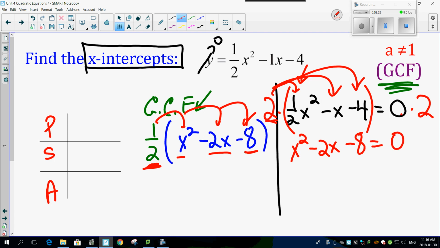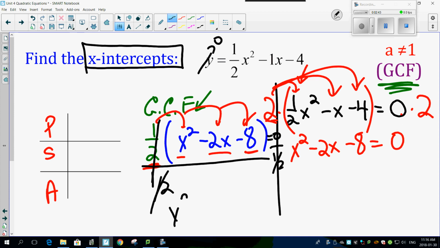But wait a second. Isn't this guy over here also equal to 0? And like I did in the last question, can't we divide out a half from both sides? Canceling this, giving you x squared minus 2x minus 8. 0 divided by a half is just 0. And look how these two questions are exactly the same. That just absolutely blows my mind. It's just amazing that we can do that.